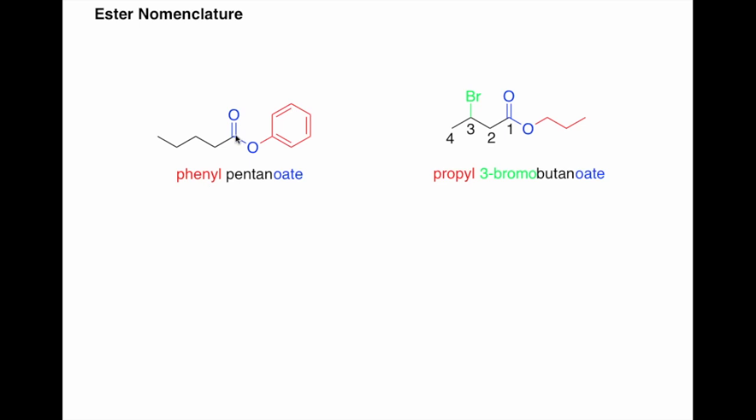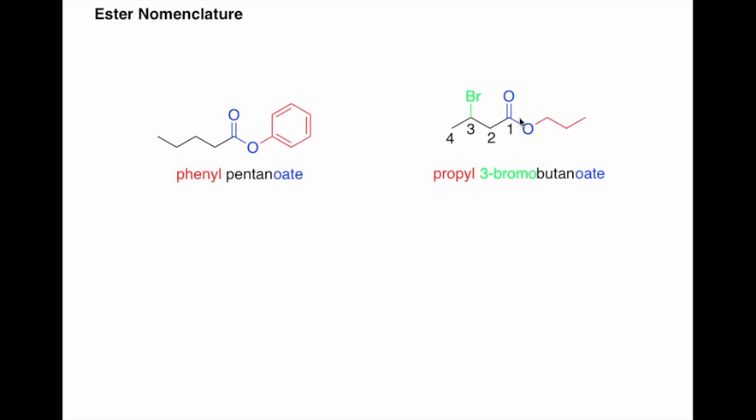Then the parent chain is named. This is a 5-carbon chain. So pentane would be the alkane name. We drop the E of pentane and add oate to designate that there's an ester in this molecule.